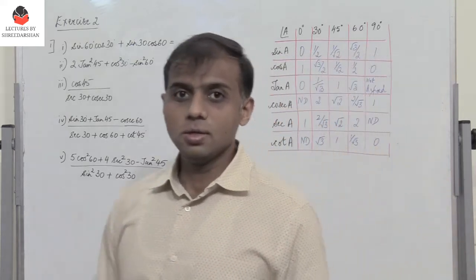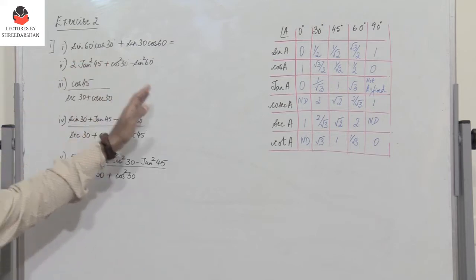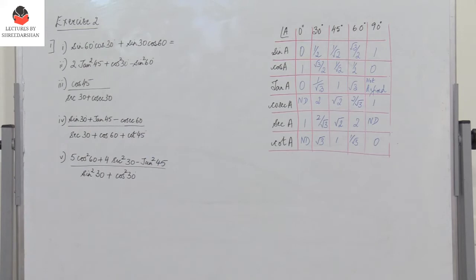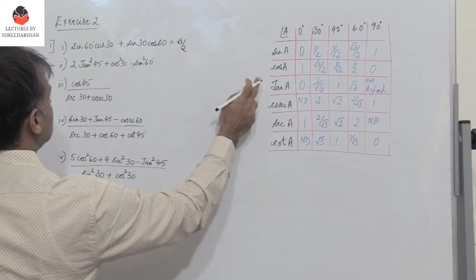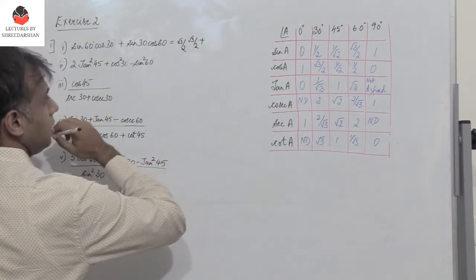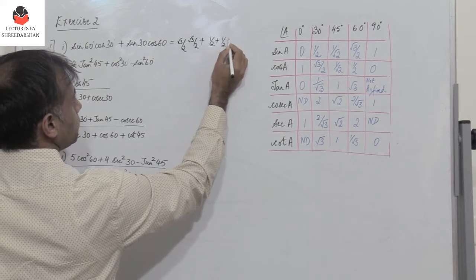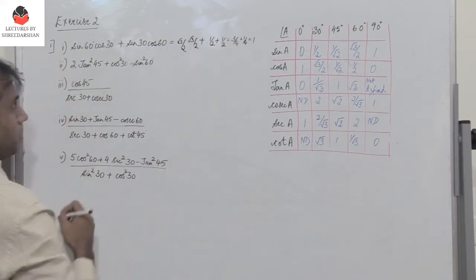Right, so solving the first problem, so I have sine 60 cos 30 plus sine 30 cos 60. So you have to remember these ratios, right? So now looking into the table, what is sine 60? Sine 60 is root 3 by 2 into cos 30. Cos 30 is also root 3 by 2 plus sine 30. Sine 30 is 1 by 2 plus cos 60 is 1 by 2. So I get 3 by 4 plus 1 by 4, which is 1.